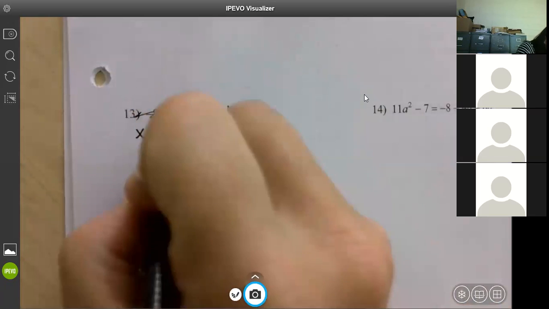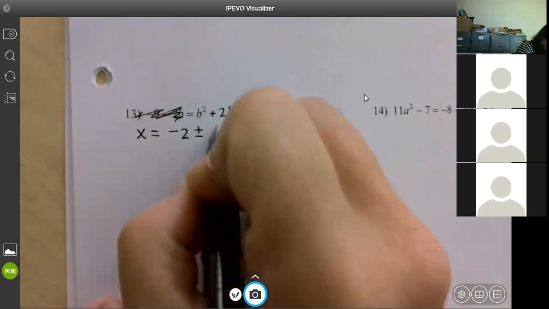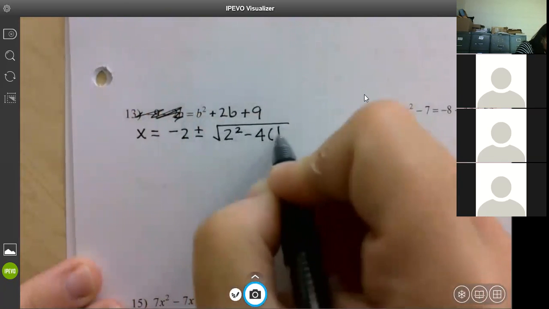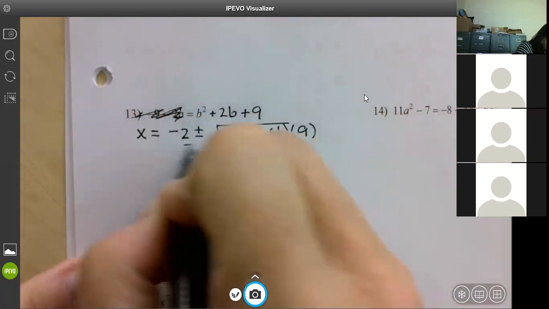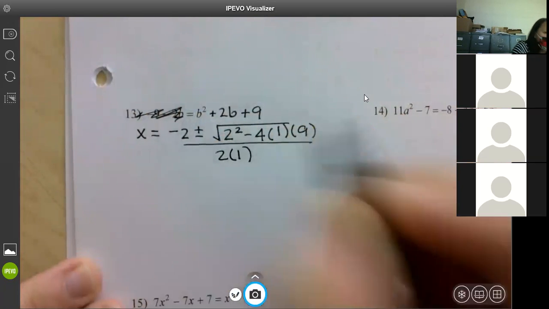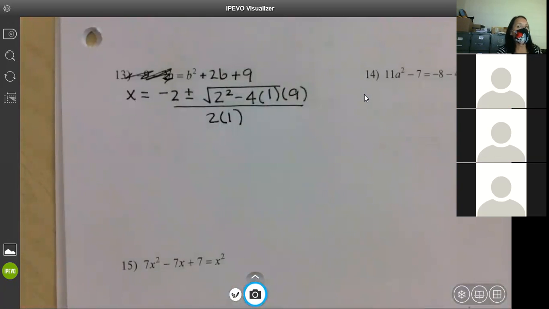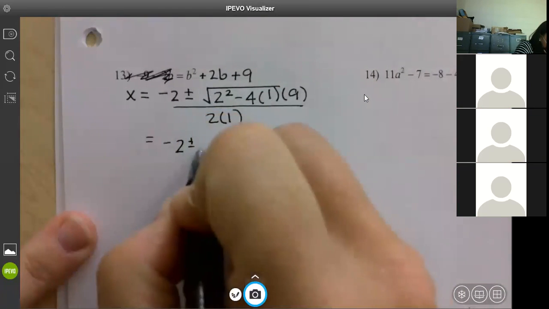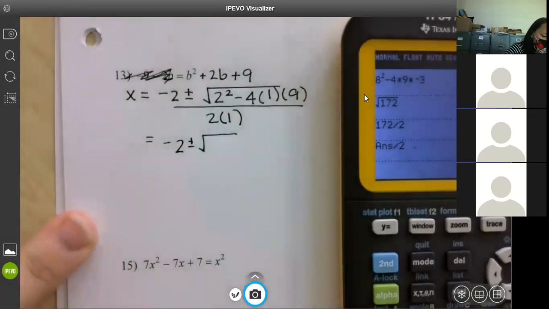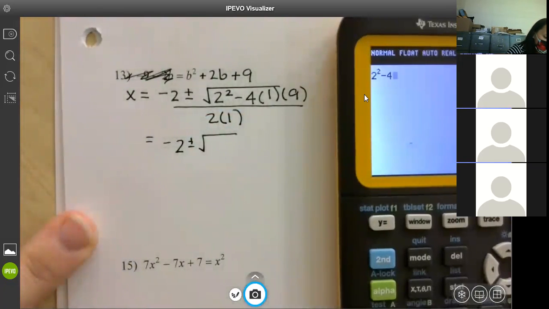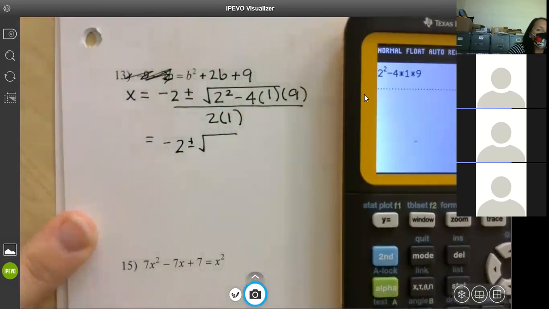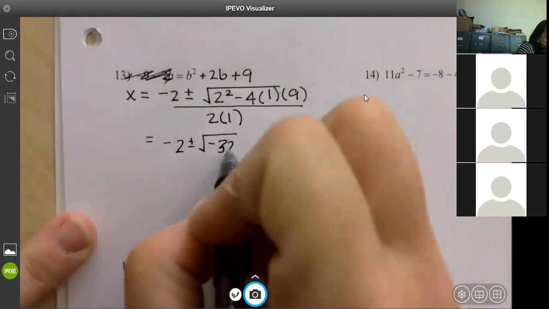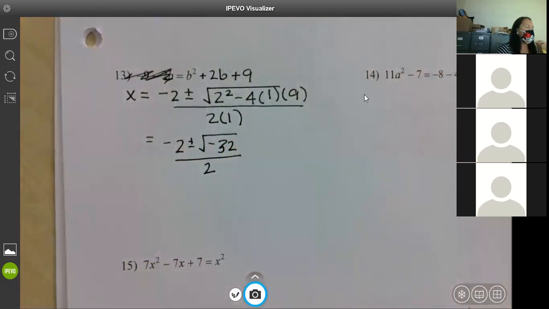X equals negative b, so negative 2, plus or minus the square root, b squared minus 4 times a times c all over 2a. Negative 2 plus or minus, underneath the square root, 2 squared minus 4 times 1 times 9. I don't normally put that 1 in, but I'm doing it for you guys. And I get negative 32. This is a good one to do. Negative 32 divided by 2.